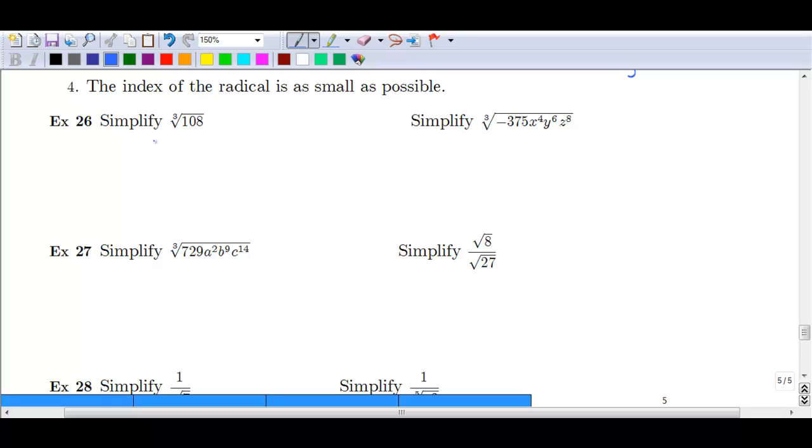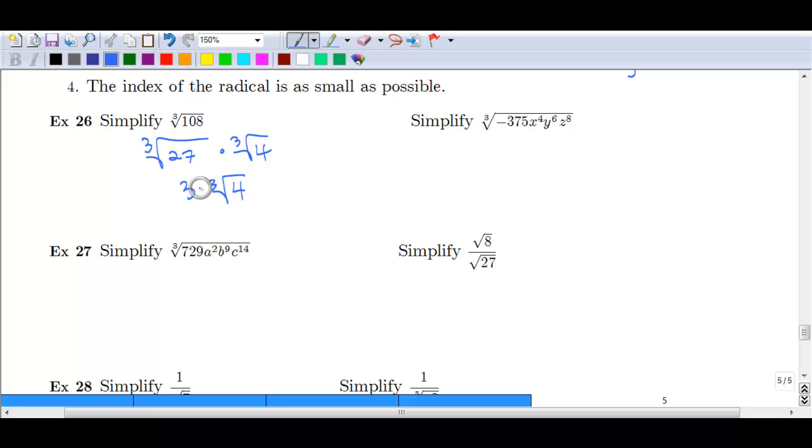That will end up giving us 27 times 4. So we end up with the cube root of 27 times the cube root of 4. Cube root of 27 is 3, and then we are left with the cube root of 4. Again, cube root of 4 does not simplify any further.